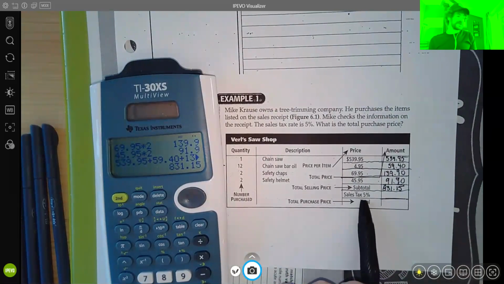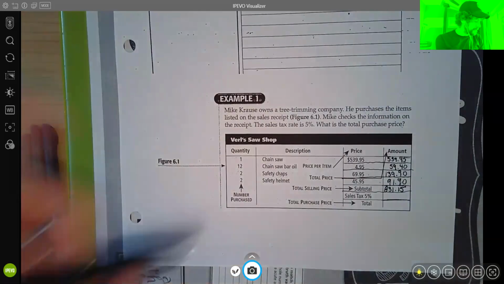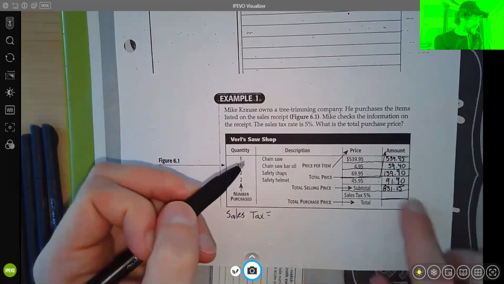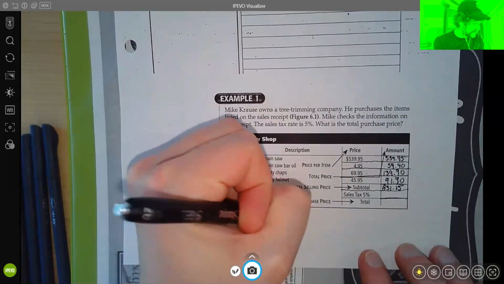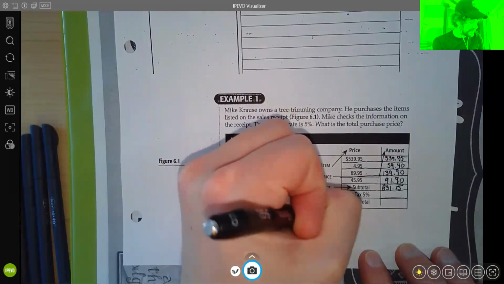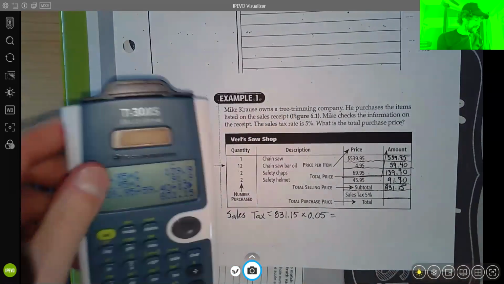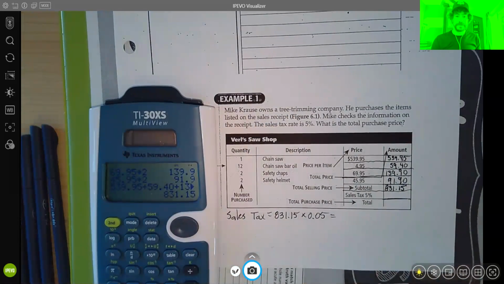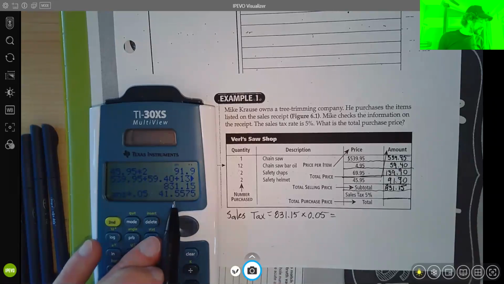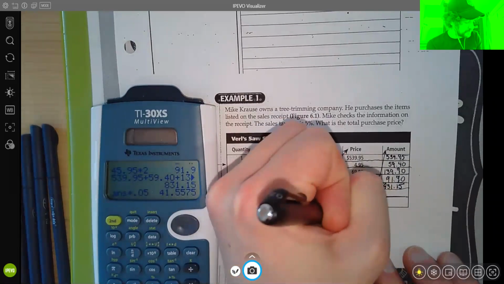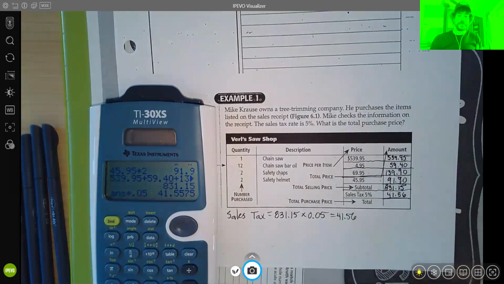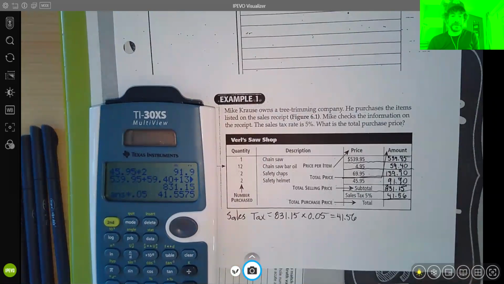Now the sales tax is 5%, so we need to actually figure out the sales tax. So down here, I'm just going to write sales tax equals the selling price, which is $831.15, times the sales tax rate. This is the formula we used yesterday. 5% is 0.05. So multiply 0.05, $41.56. That's how much tax is being paid on those items.